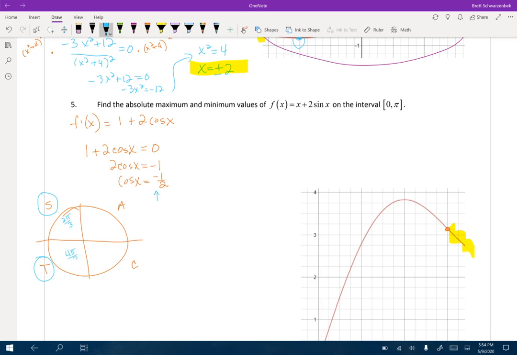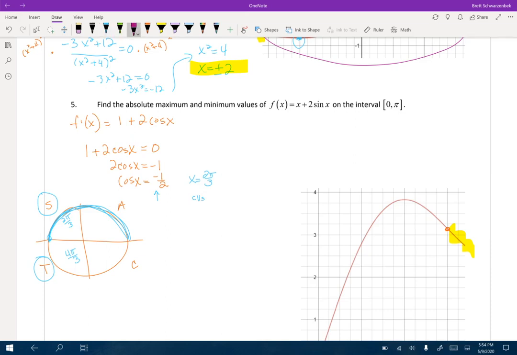So if this was on the interval 0 to 2 pi, my solutions for x would have been both of these. But note, this is only on 0 to pi. Okay, this is just for this problem. So therefore, our only solution to our problem is 2 pi over 3, and this is our critical value for our problem. So what do we do? From here, we do the same thing we've been doing.